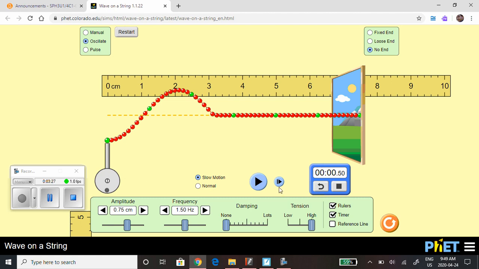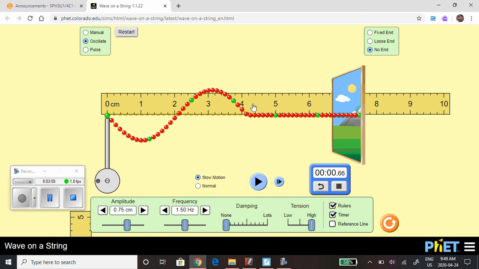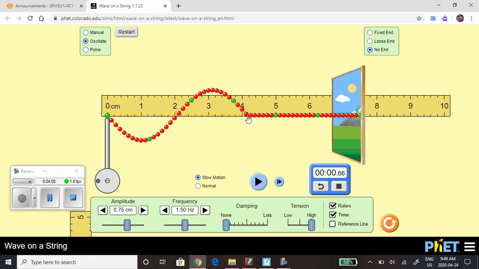So let's go forward. I think we're almost there. Maybe one more. Okay, let's leave it at that. So now the entire wave has gotten to here, which is maybe about 4. Let's bring the ruler down and line it up. It's around 4.2 centimeters. So that's how far the wave has traveled. So that's the distance that the wave has traveled.